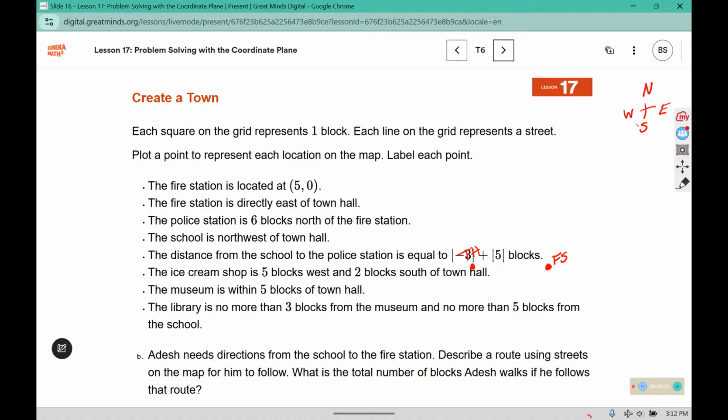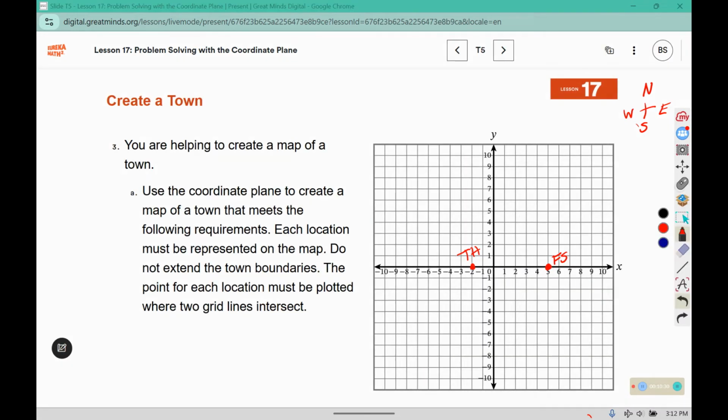Then it says the police station is 6 blocks above the fire station. So 6 north is going to go 6 above. 1, 2, 3, 4, 5, 6. And that is the police station.